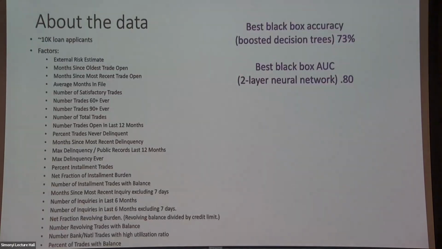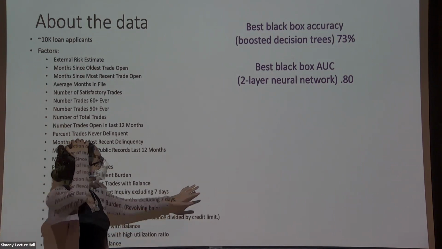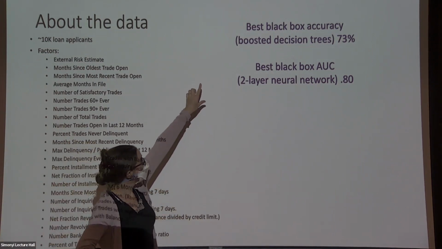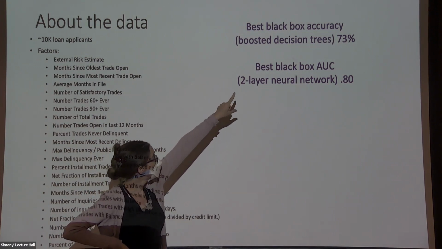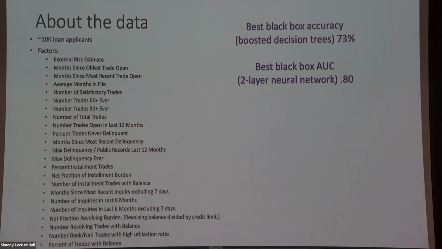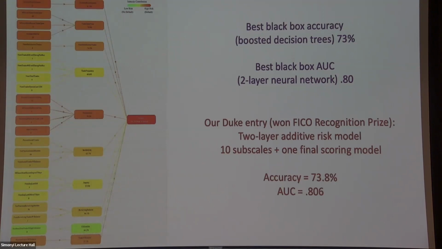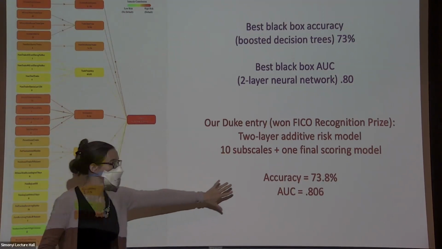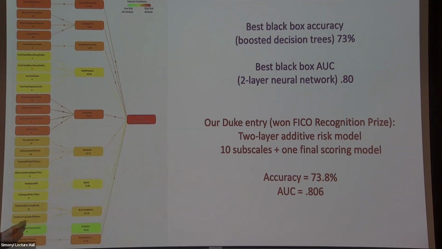Okay. So I want to remind you what the deal is with this data set. 10,000 loan applicants, all kinds of information about their credit history. If you run a lot of machine learning methods on this data set, you'll get the best black box performance at 73%. So I want to keep this number in mind, 73%. As I told you before, if we did this thing where we had decomposable models, we didn't lose any performance. But this is not a sparse model. We were not aiming for sparsity here. We were aiming for something that looked like a neural network.